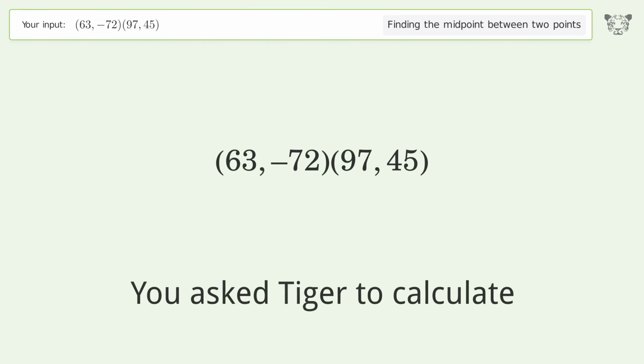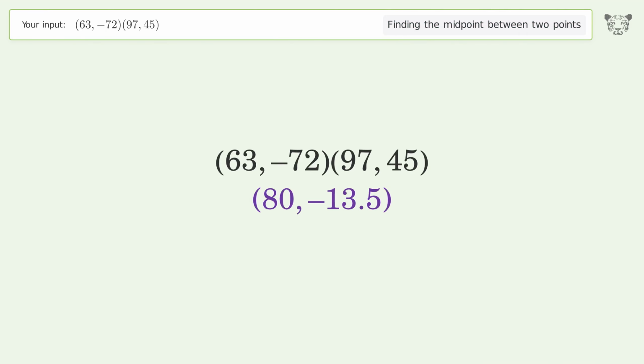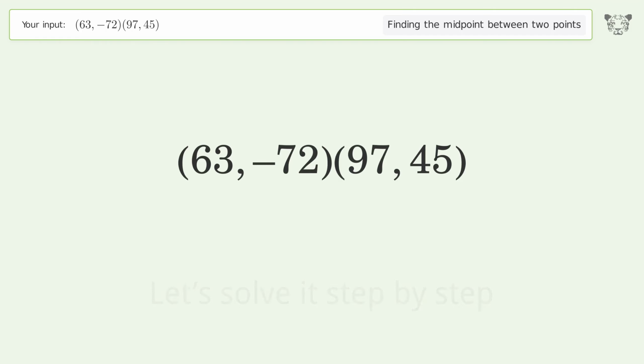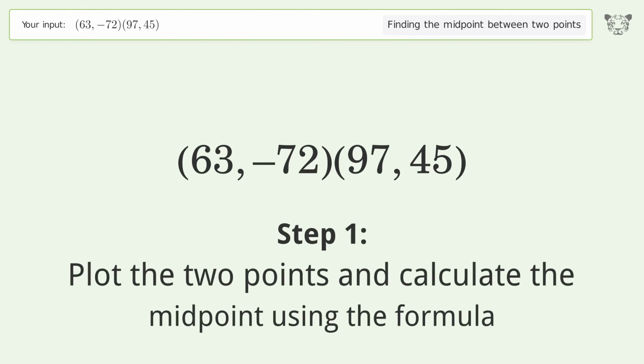You ask Tiger to calculate. This deals with finding the midpoint between 2 points. The midpoint between the 2 points is 80, -13.5. Let's solve it step by step. Plot the 2 points and calculate the midpoint using the formula.